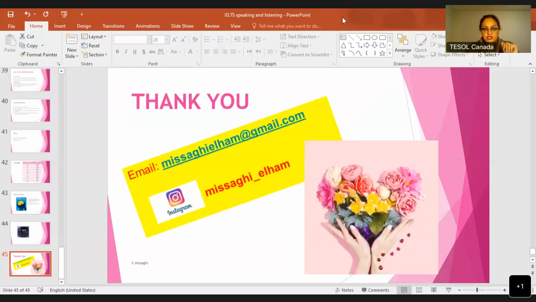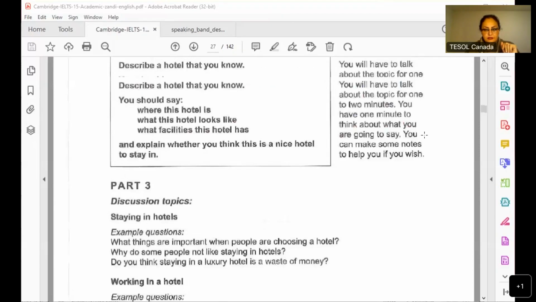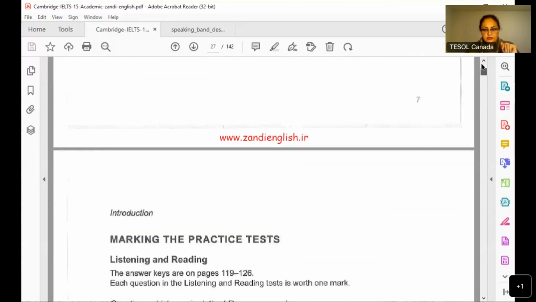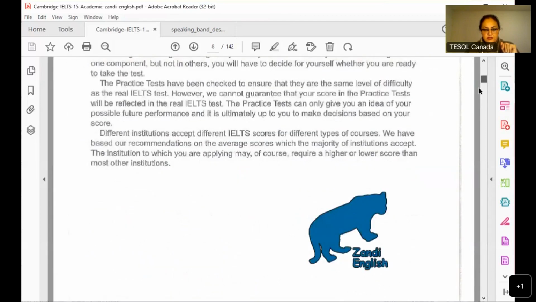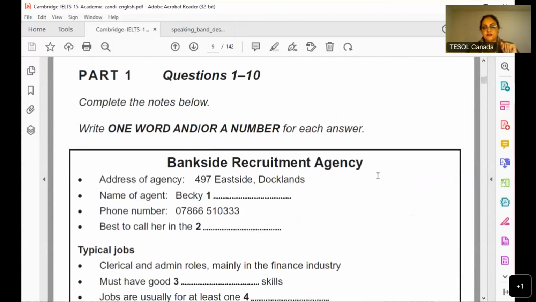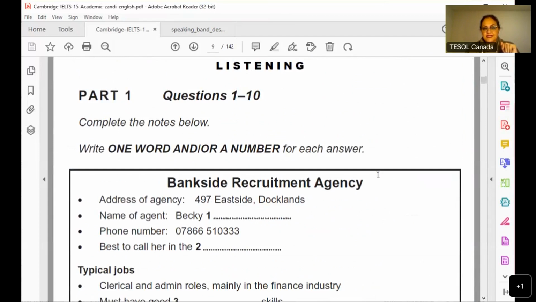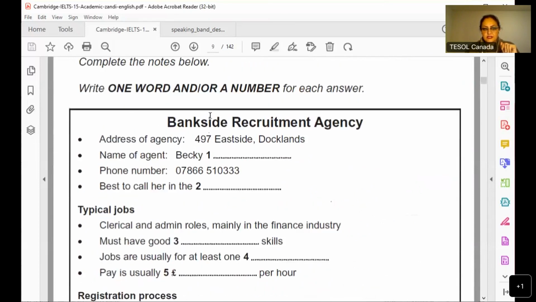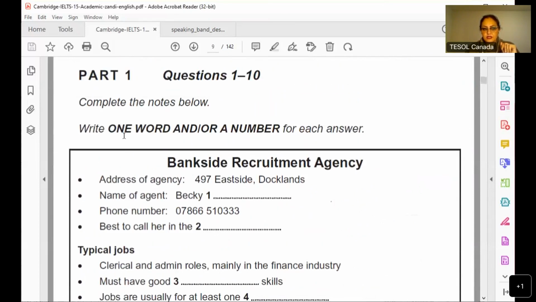Okay, let me share with you. Give me a minute. Let me share an exam with you. Okay, here is one of these books, IELTS 15. The first part of the written test of IELTS is listening. So in part 1, you see it's complete the notes, 1 word or a number.